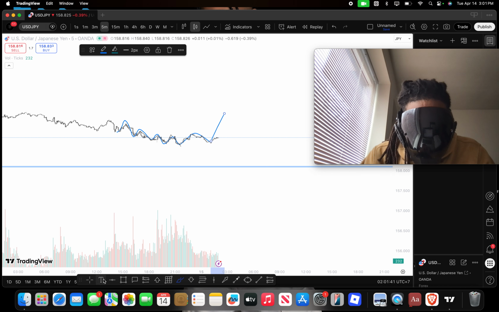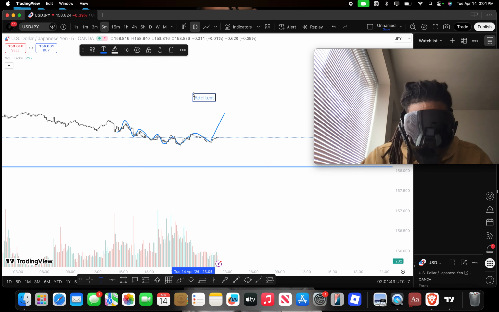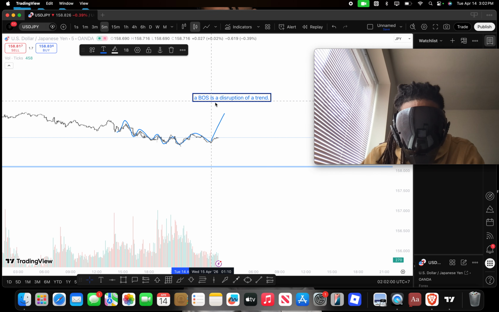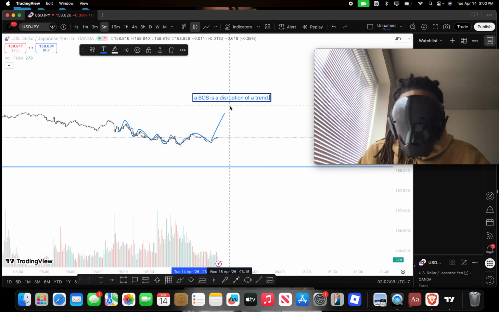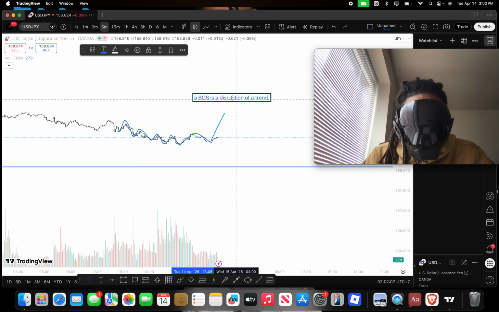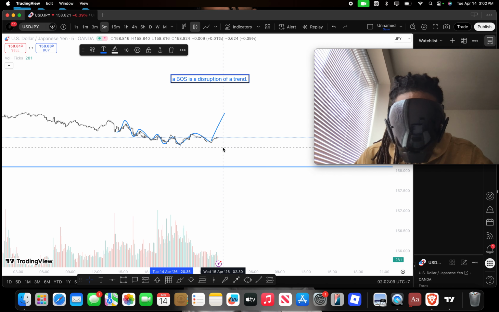So we're gonna stop and we're gonna write that down. A break of structure is a disruption of a trend. All right, there we go. And now this doesn't necessarily mean that we're going to trade this. Just because it disrupts the trend doesn't mean that the trend is actually changing. It's just the disruption, right?